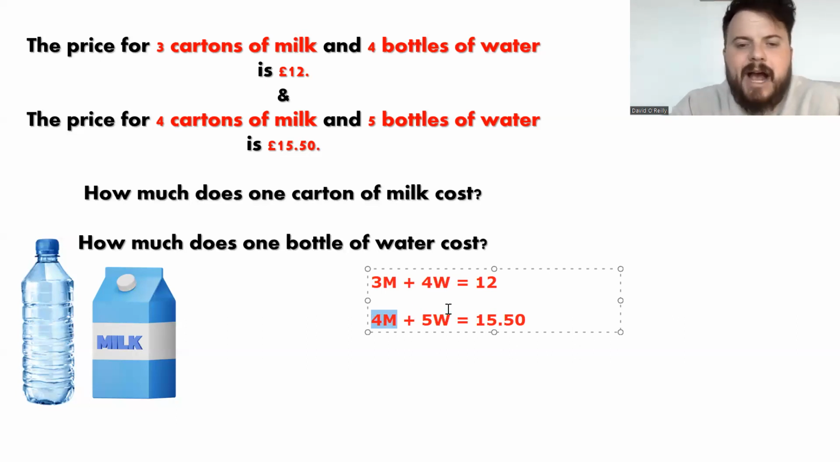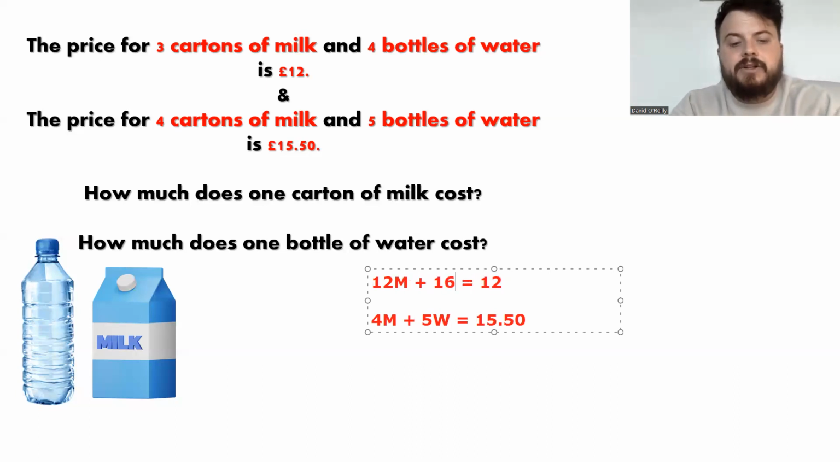So how do I make 3M into 12M? I multiply it by 4, but I must multiply the whole thing by 4. All of this top statement by 4. So 3M times 4 is 12M. 4W times 4 is 16W. And 12 times 4 is 48.